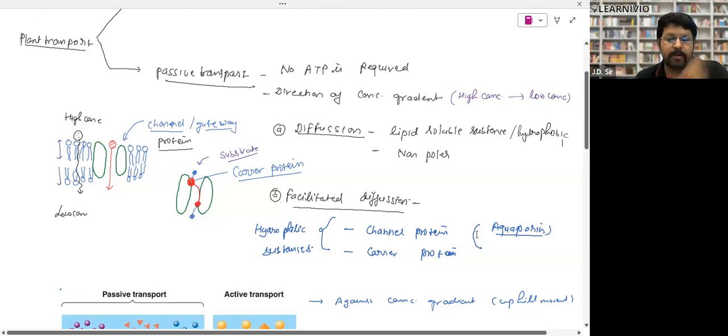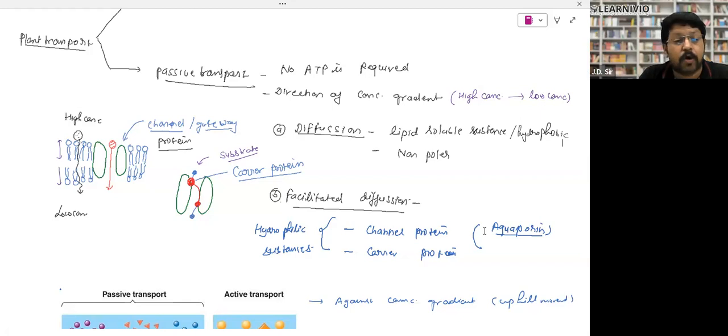One more thing, please note down. That's what I told you, that I have seen a question in medical examination. Multiple times it has been asked. The question was, how many types of aquaporins are found? Please note down.